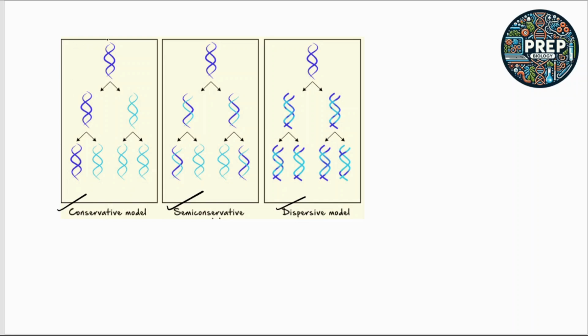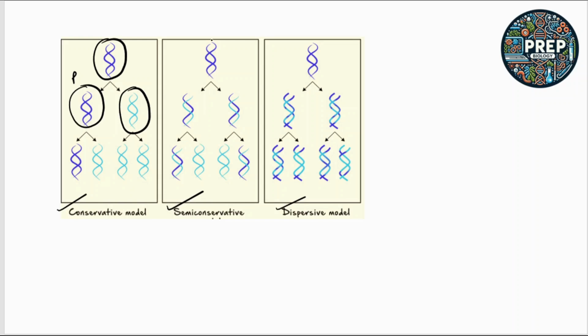The conservative model shows that when the parental strand replicates, two strands are formed. One strand is of parental type, the same as the parental strand, and one strand is newly formed. Okay, so this is the conservative model.